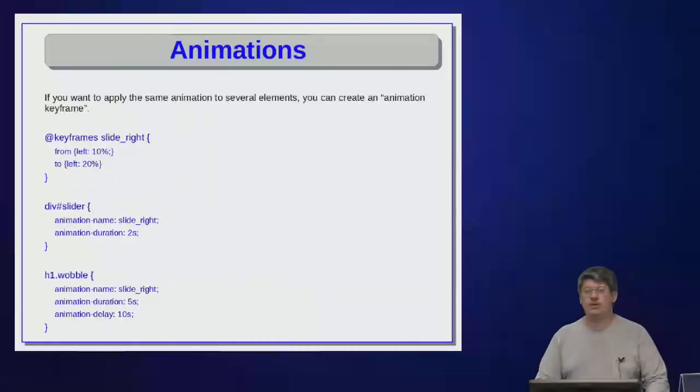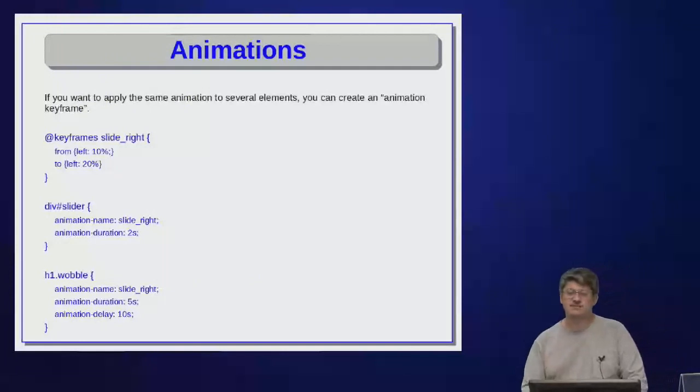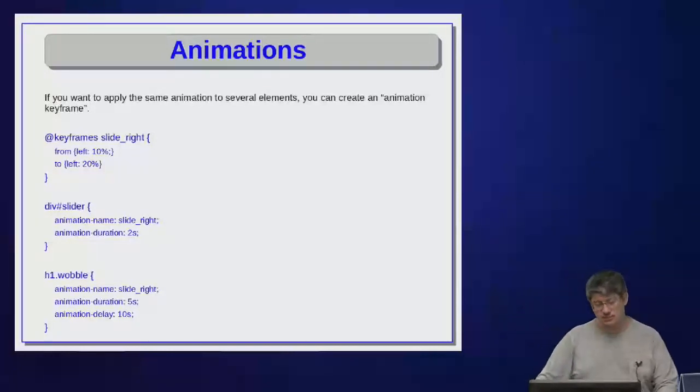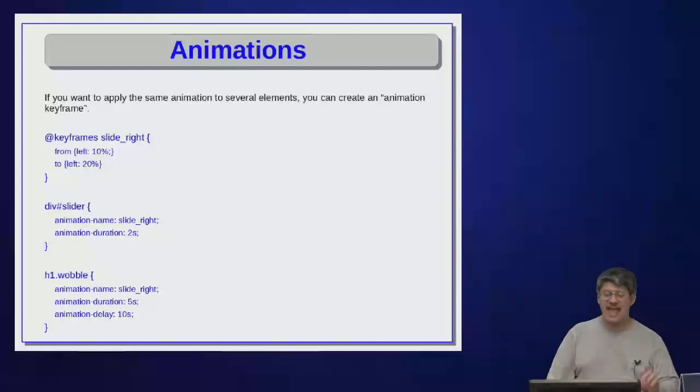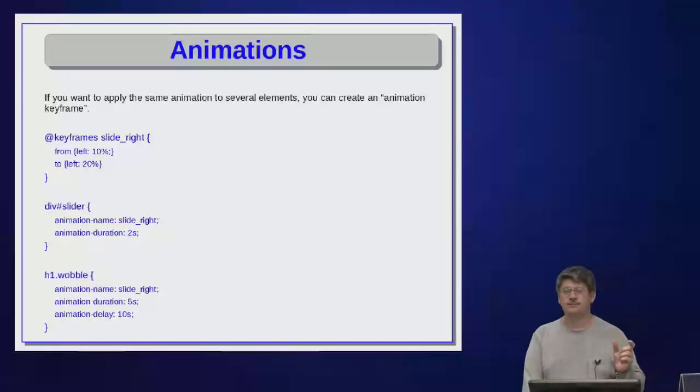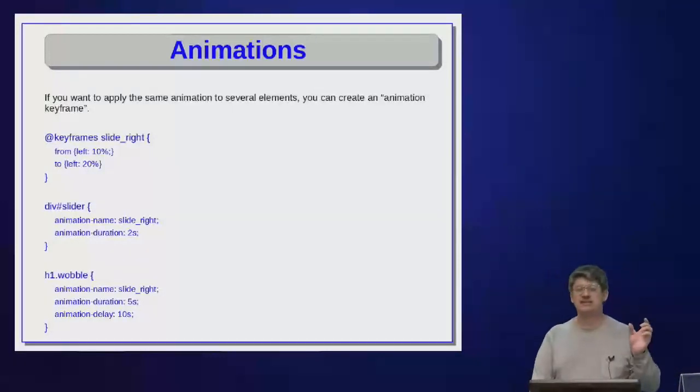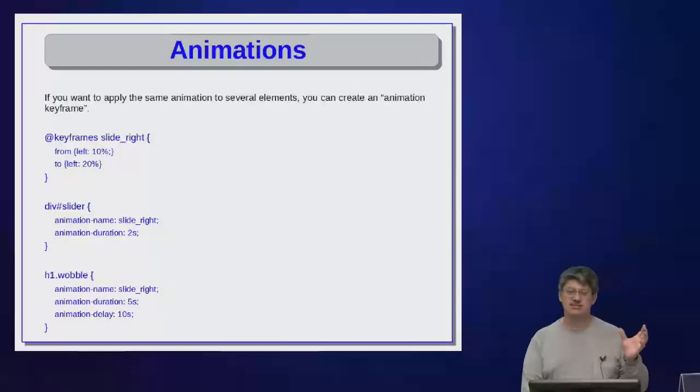Now, if we want to do that not just to h1 tags, but to a whole bunch of different things, it's kind of inconvenient to repeat those transition rules over and over. So CSS3 gives you the ability to create what are called keyframes. Basically, what we can do is define an animation, and then apply that animation to whatever elements we want. We do that with the @keyframes selector, and that basically says that we're making something that isn't actually part of the web page. We're making sort of an invisible CSS rule that we can then apply to things that are visible.